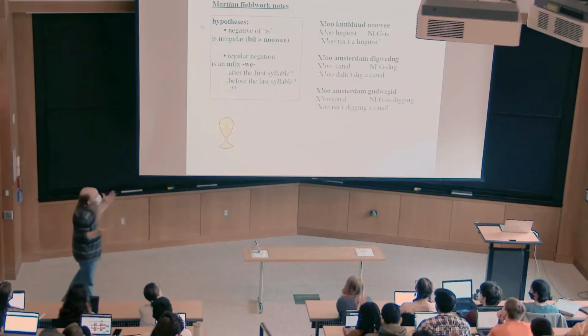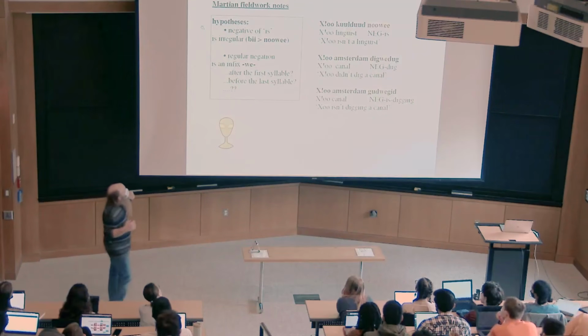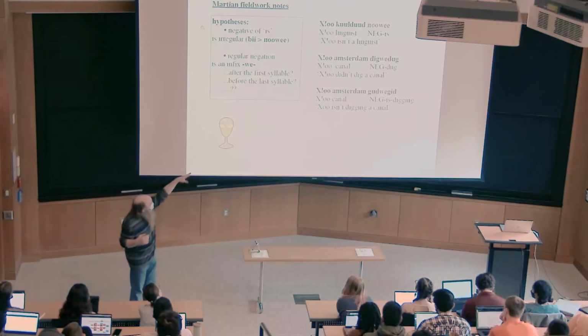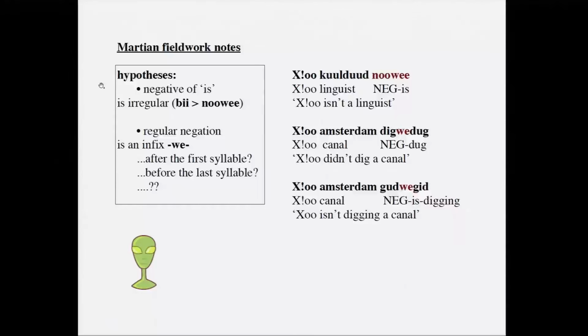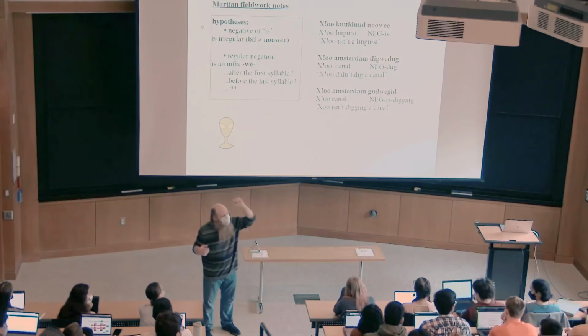And at this point, we might have a number of hypotheses about where we goes. I've put a couple of them up here. Sorry, I should have made you guys generate the hypotheses. Maybe we could think that we goes after the first syllable. So you start with digdug, and you get digwedug. Or maybe that it goes before the last syllable. So you start with digdug, and you get digwedug. That covers those 2 bits of data. Anybody have another hypothesis they want to float about where we goes?